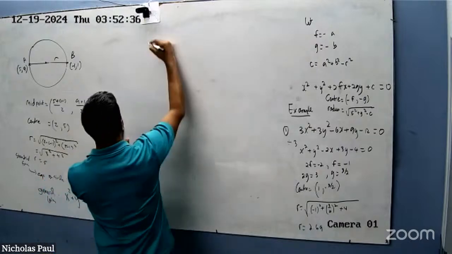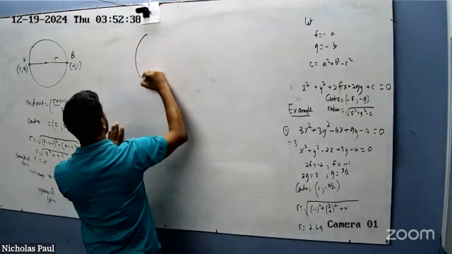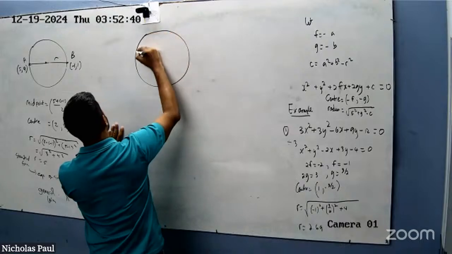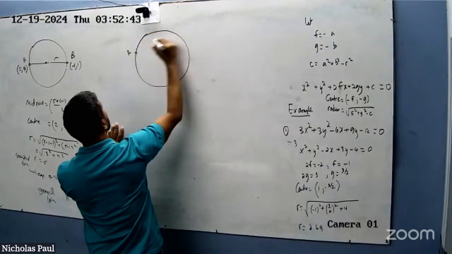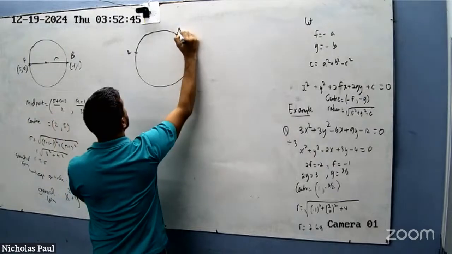No, non-aligned. So you're going to get this. I'm going to give you a circle, and I'm going to give you 3 points. A and B, they don't make a diameter. Neither does C.